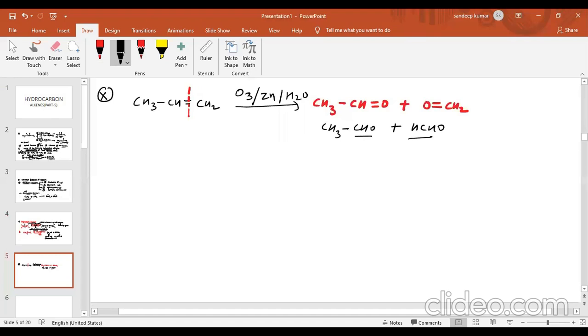So ozonolysis is a very easy reaction. You just have to see whether zinc is used or not. If zinc is used, it will definitely be reductive ozonolysis.